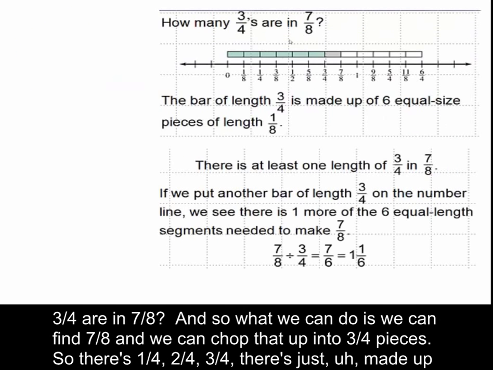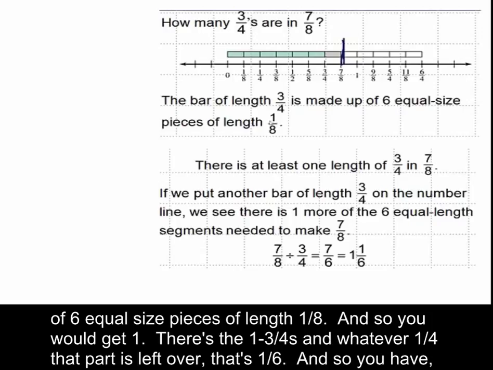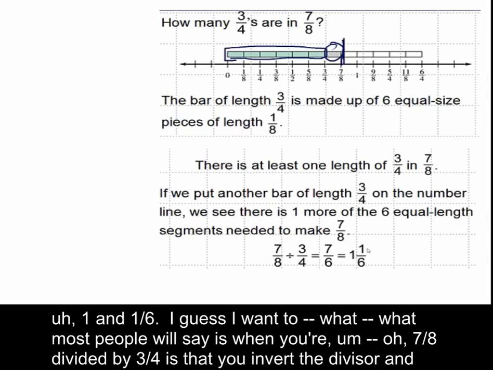How many 3/4 are in 7/8? What we can do is find 7/8 and chop that up into 3/4 pieces. So there's 1/4, 2/4, 3/4. The 7/8 is made up of 7 equal sized pieces of length 1/8. And so you would get 1, and there's the 1/3, and whatever fourth that part is left over, that's 1/6. So you have 1 1/6.